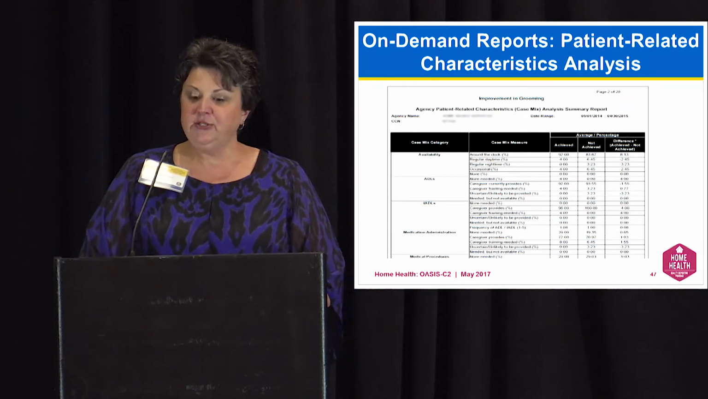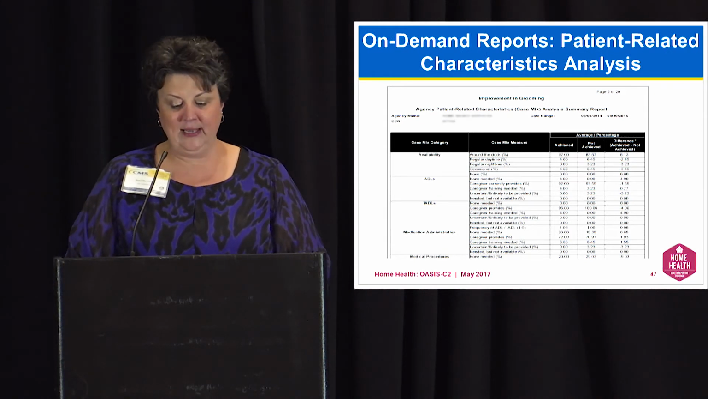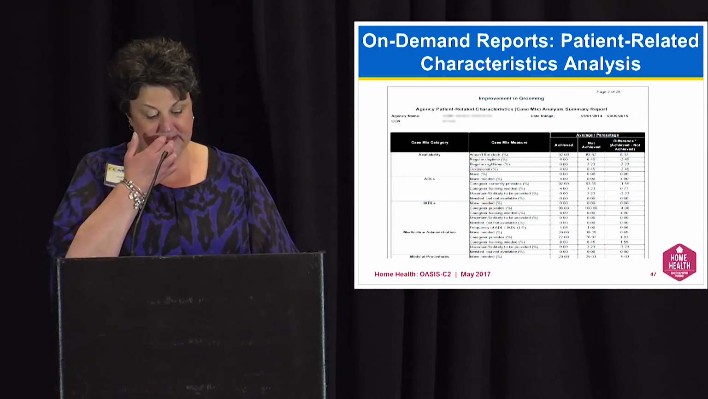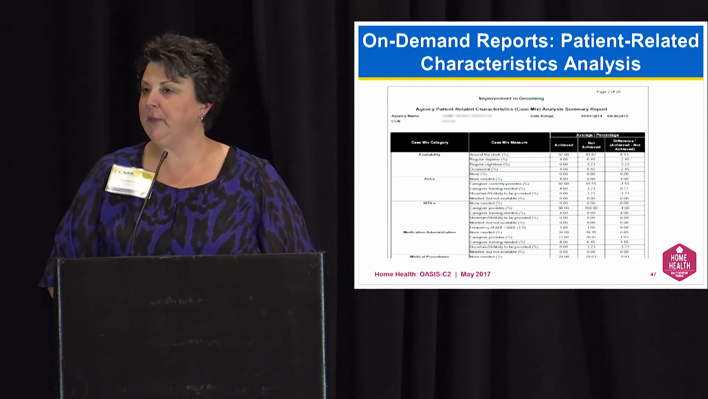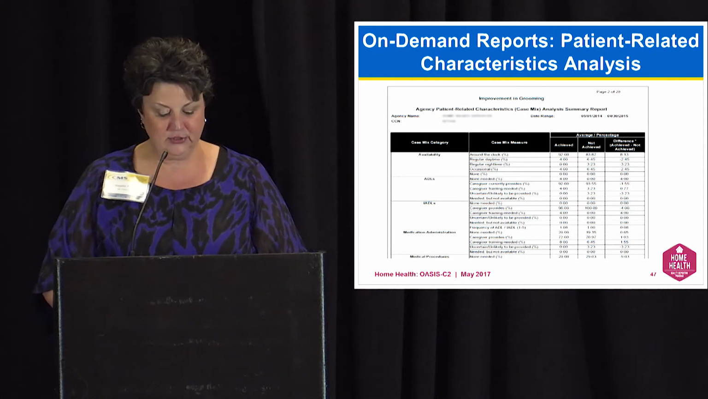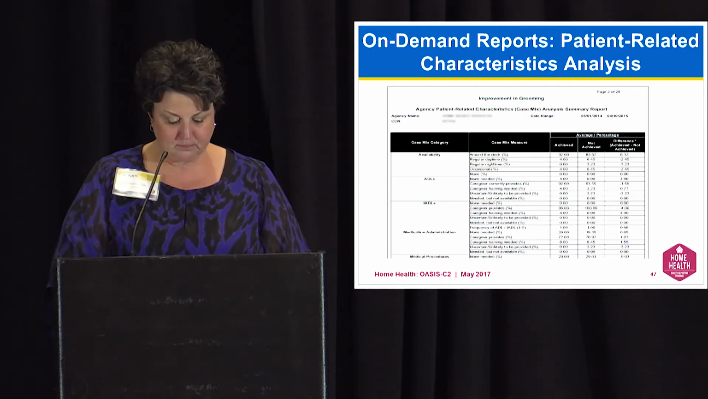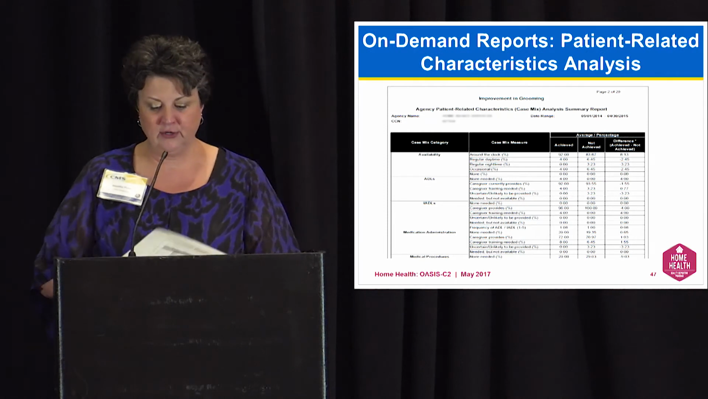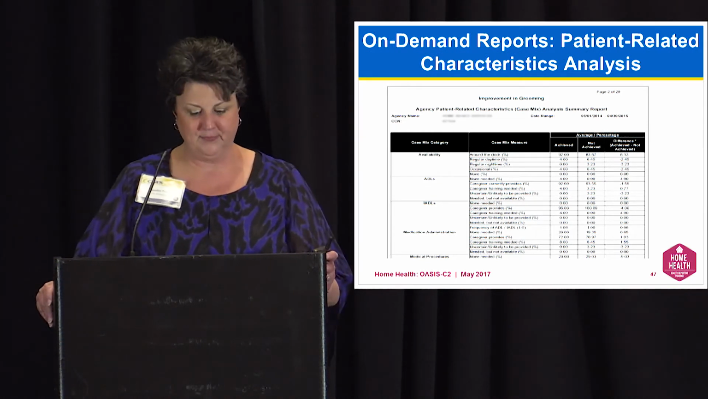The Agency Patient-Related Characteristics Analysis Summary Report summarizes by outcome the average percentage achieved or not achieved and the difference for about 40 case mix categories. For this report, patients that are considered to have achieved the outcome or triggered the outcome are the number of patients. Again, they've triggered that measure, so they're included when you look at achieved. They're the residents that triggered it.